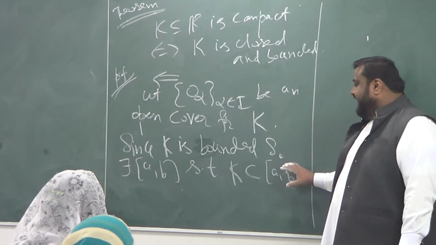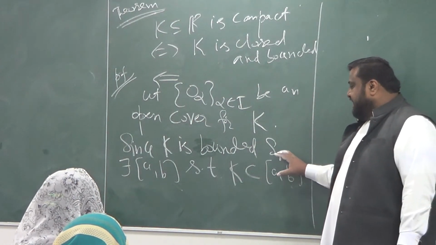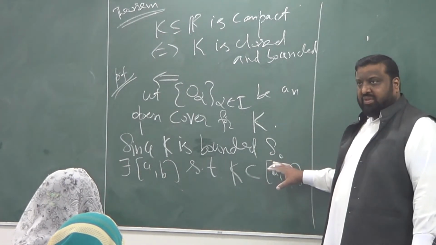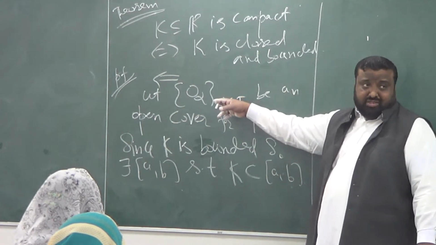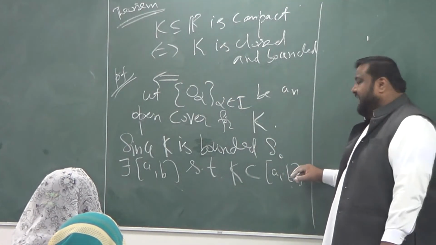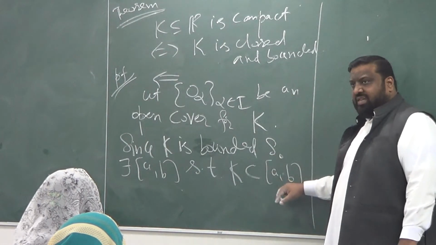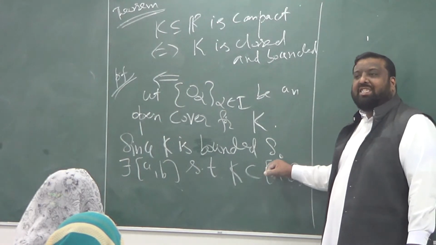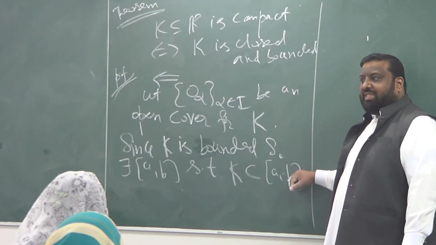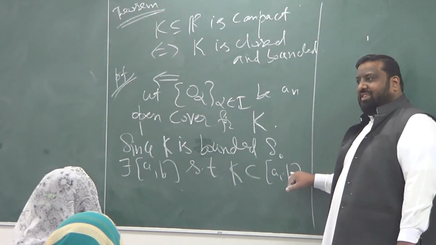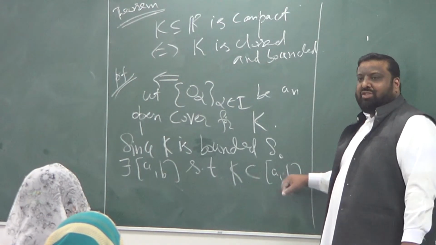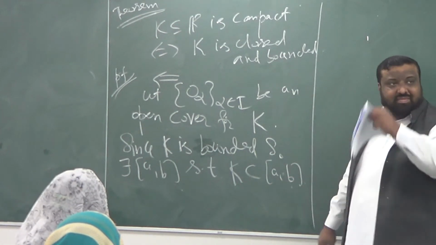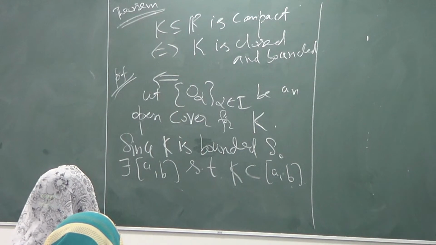So somehow from the compactness of this interval A to B, I'm going to find a finite... just think about it. If I can have a cover for A to B, which includes these, since this is a compact set, I'm going to get a finite subcover for A to B. But since K is included in that A to B, that finite subcover is also going to cover K actually, because it's covering the big set.